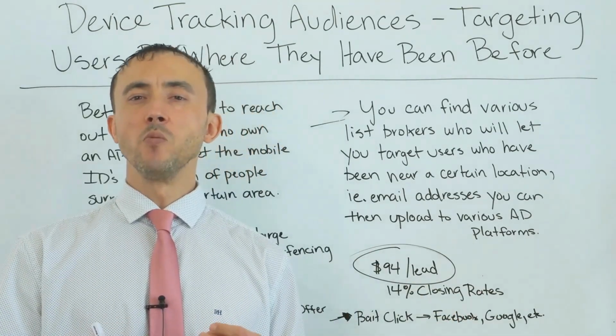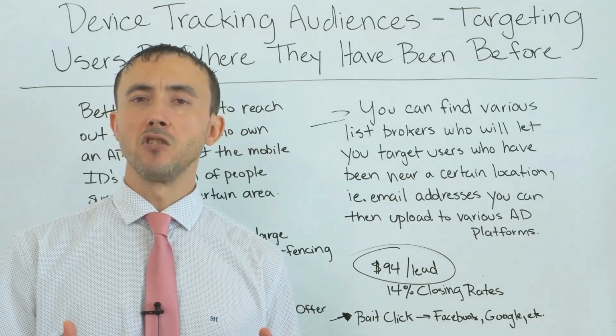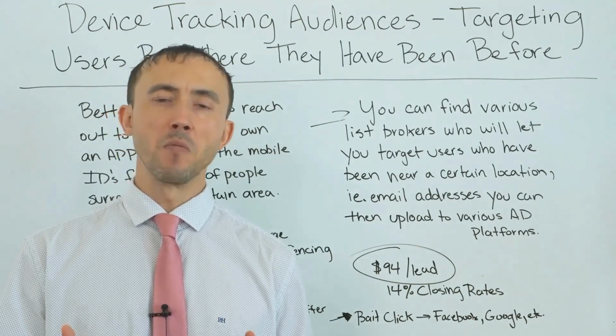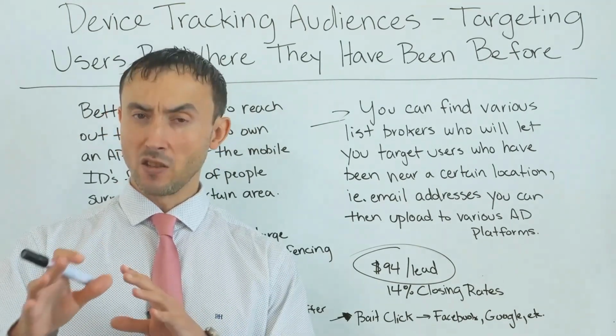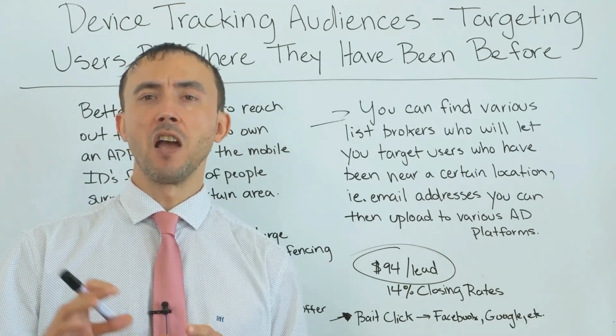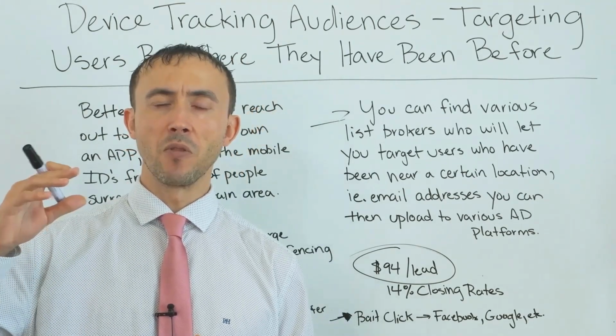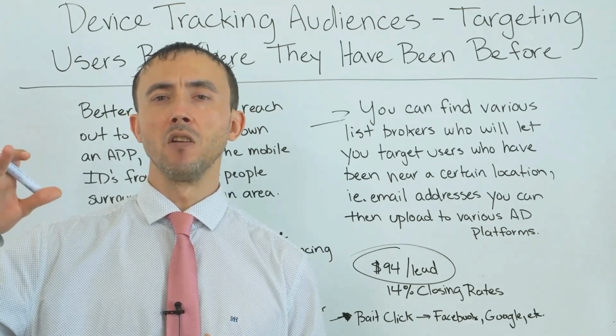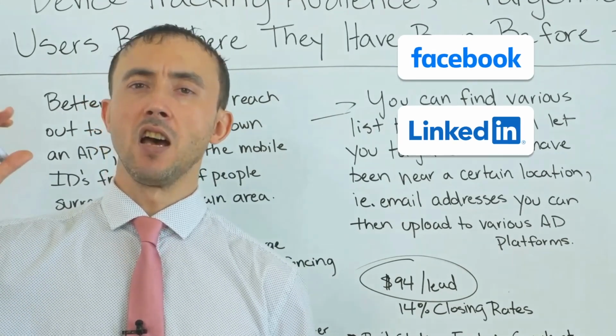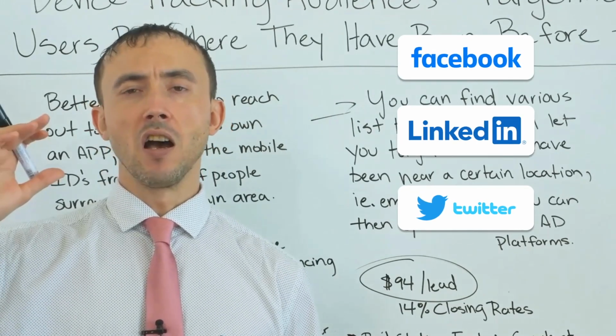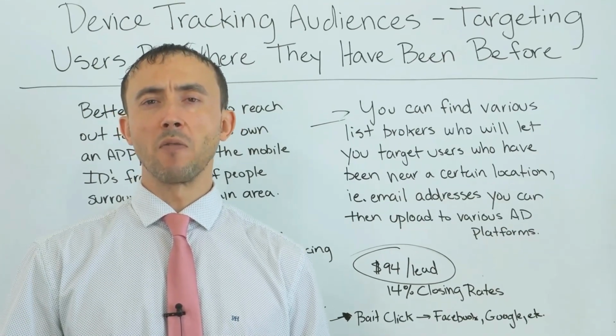So that's one way to target people in a certain geography or certain street or from a certain part of town or whatever, because you get that email address from the list broker and then you upload it to your ad platforms. Google allows you to target emails with ads using an email alone. Facebook does, LinkedIn does, Twitter does, AdRoll does. There's multiple platforms that'll let you do that.